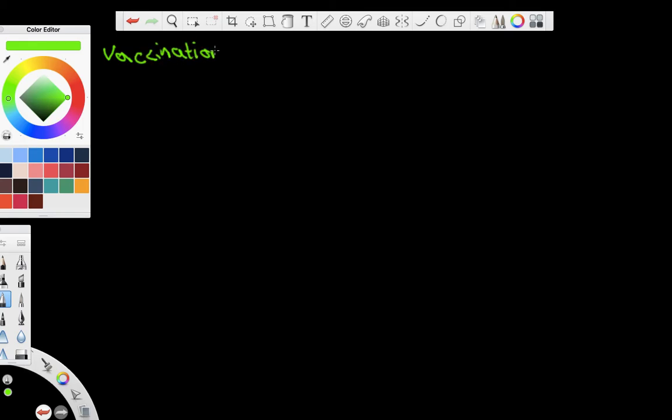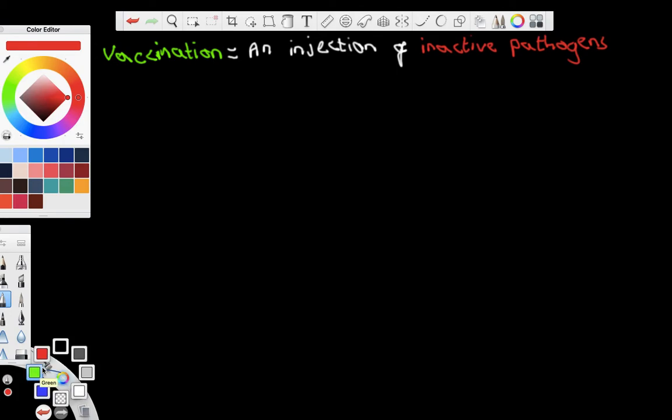Vaccination. That should be an I there. So, V-A-C-C-I-N-A-T-I-O-N. Vaccination can be defined as an injection of, and I'm going to change to red because this is important, of inactive pathogens to provide immunity to a disease.